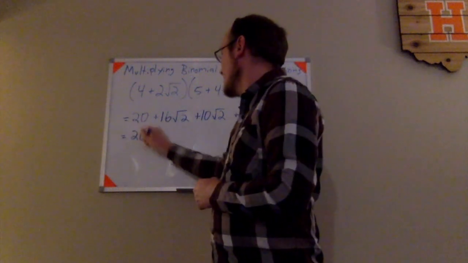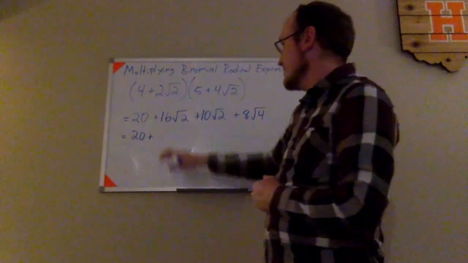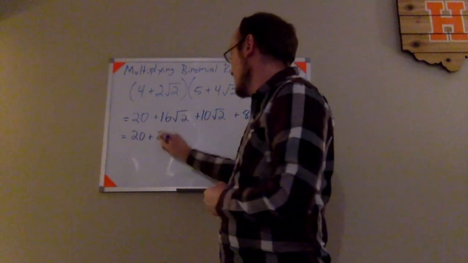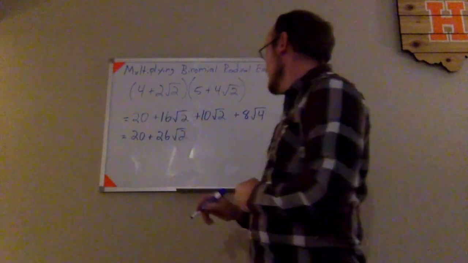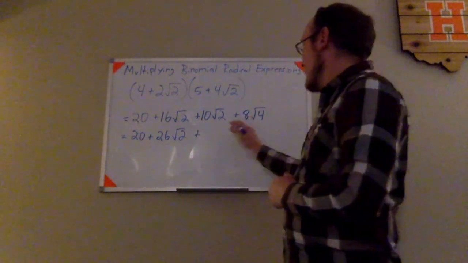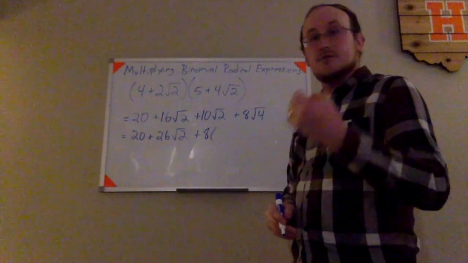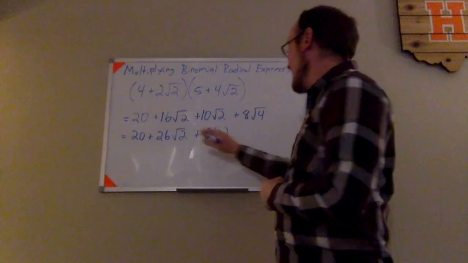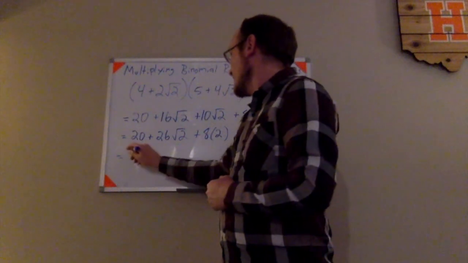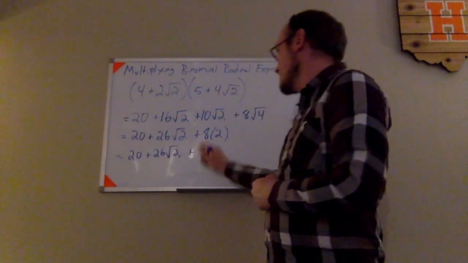Here we have 20 plus, these are like terms, so I can go ahead and put them together. They're like radical expressions. 16 square root of 2 plus 10 square root of 2 makes 26 square root of 2. Plus, and now this last term over here, I have 8 square root of 4. However, the square root of 4 is 2. So that really becomes just 8 times 2 in that last term, which is 16. So I have 20 plus 26 square root of 2 plus 16.